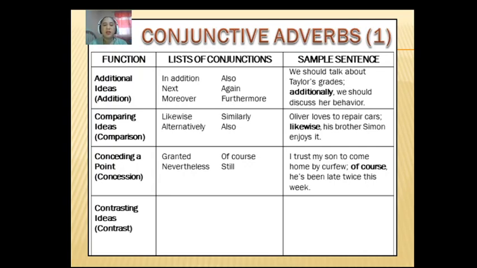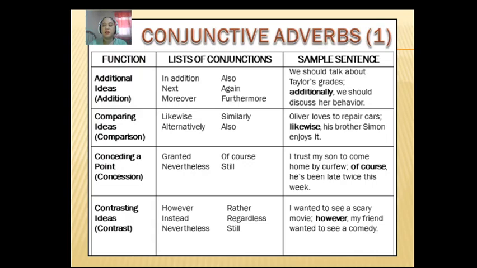Next function is to contrast ideas. We have however, instead, nevertheless, rather, regardless, and still. I wanted to see a scary movie. However, my friend wanted to see a comedy. This sentence states two different ideas or things that these people want to do.